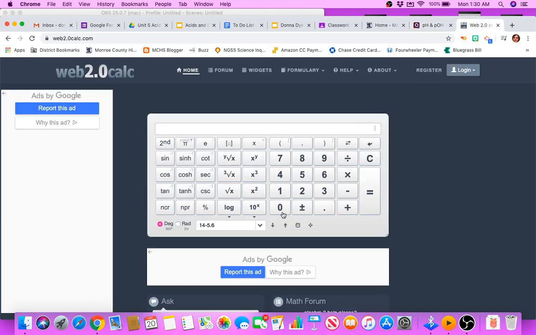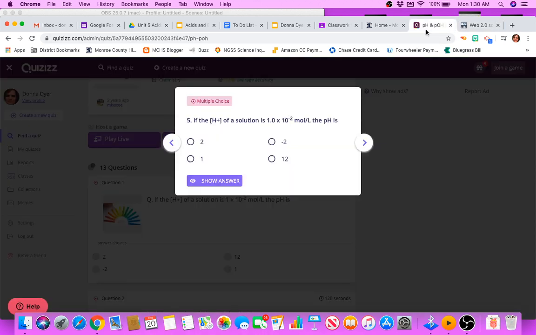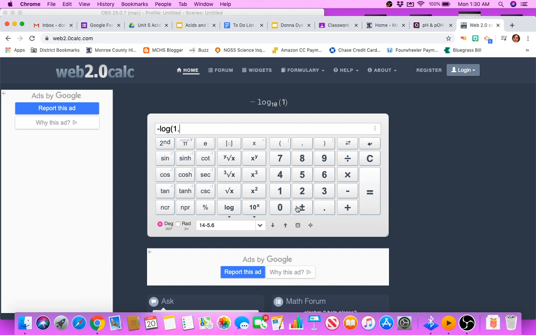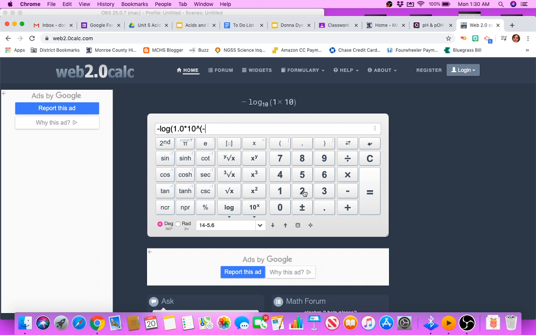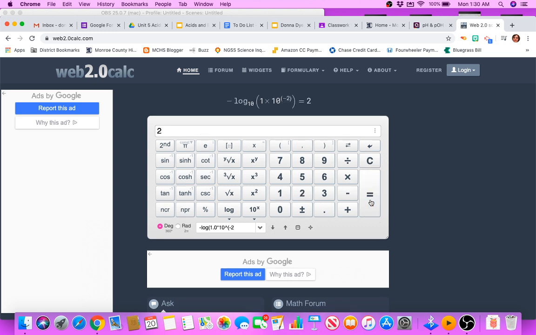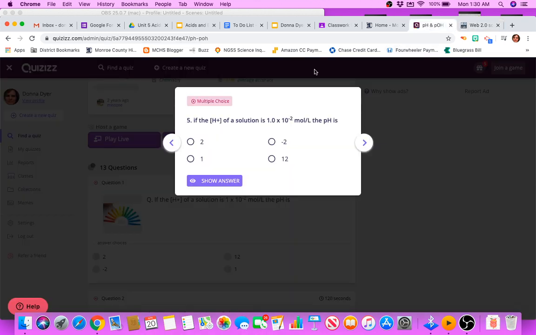So we need to do the negative log of 1.0 times 10 to the minus 2. So make sure you clear. Negative log 1.0 times 10 to the x, 10, that is 10 to the minus 2, equals. And we get 2. Is that correct? Yes, it is.